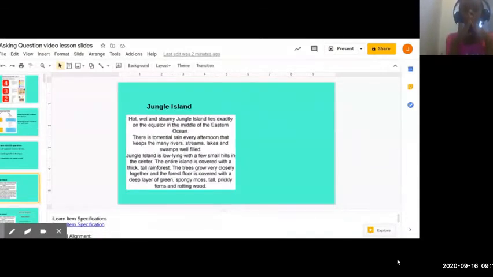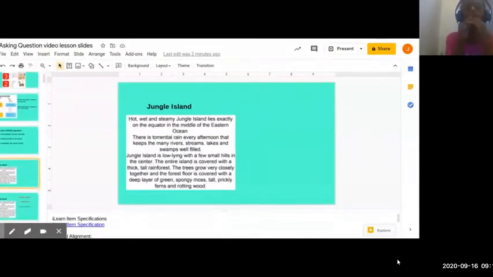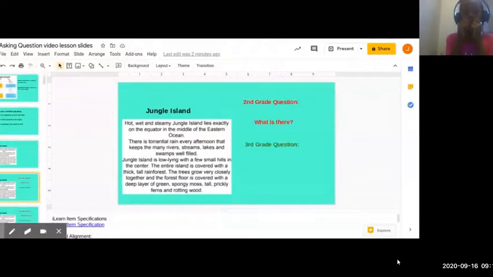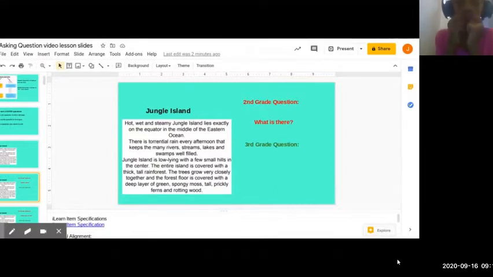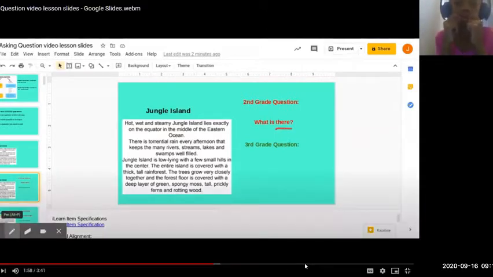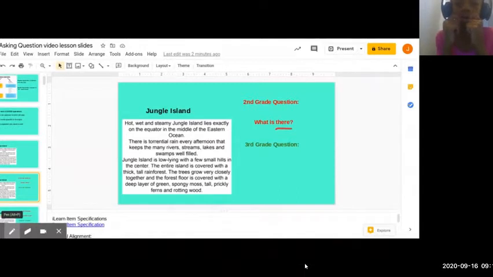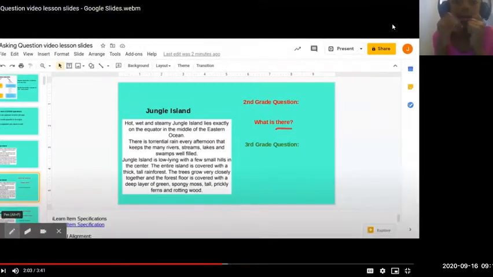Here is a passage about Jungle Island. A second grader just read all about Jungle Island. A second grader asked a question. She wrote, "What is there?" I don't really know what she means by the word there because it's not specific to the topic.